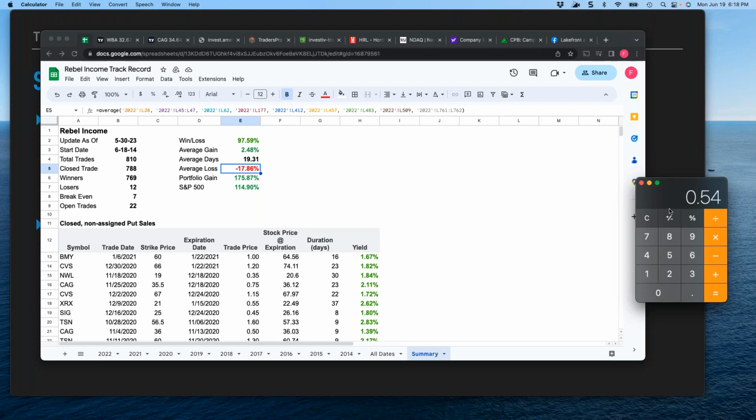And that means that I have an average loss of 54% against an overall net gain on my winning trades of 240%. The overall net result is a little bit less than 200%, but that is more than acceptable.